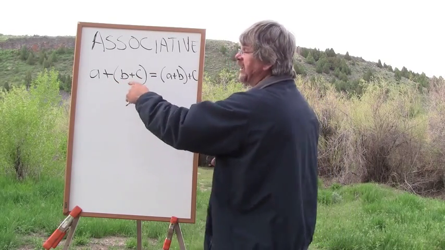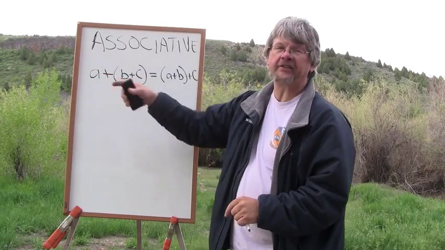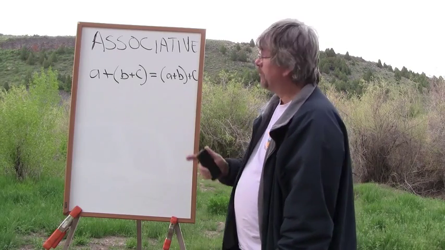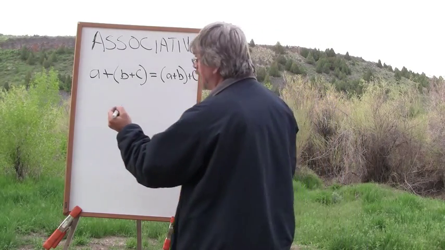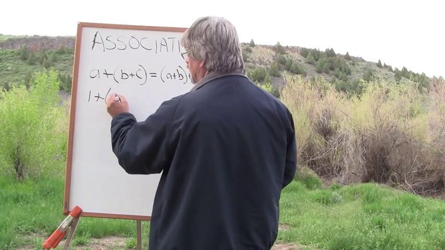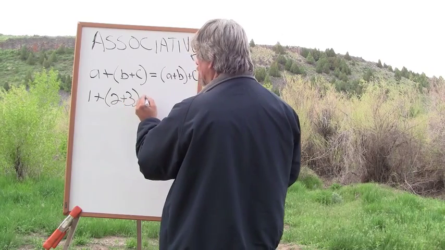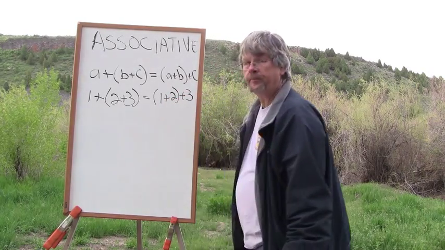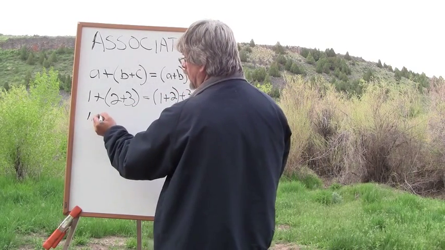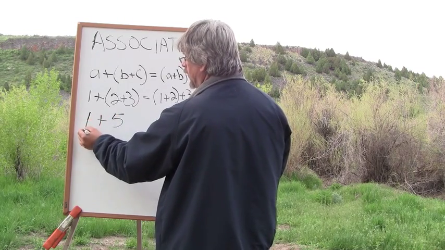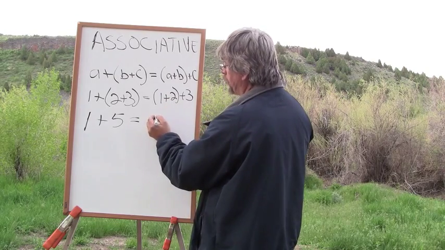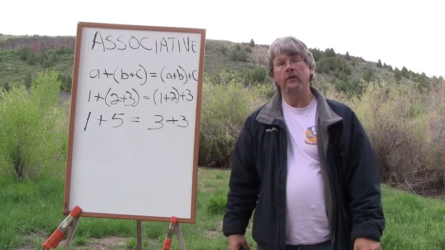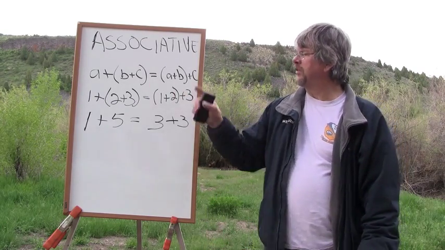In this instance, B and C are buddies. They're together in the parenthesis while A is out here. In this one, the A and the B are friends, and the C is left out here. But they're both equal. And you can see this when you put it to numbers. Let's do 1 plus 2 plus 3 equals 1 plus 2 plus 3. 1 plus 5 is 6, and 3 plus 3 is also 6. So this is how the associative works with the addition.